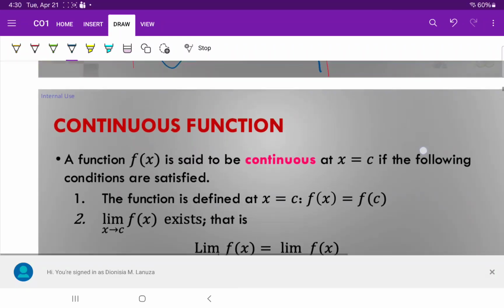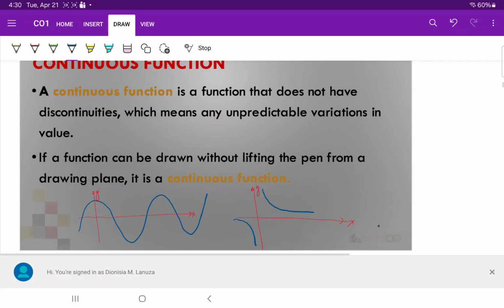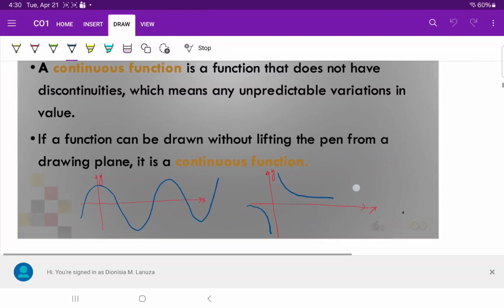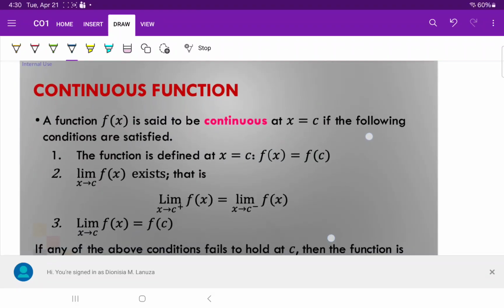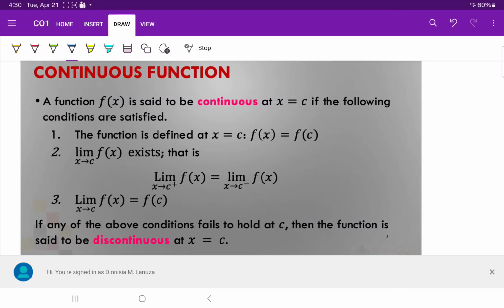Now, this is just simply showing you by doing the graph. But if we want to know, there is actually a condition for a function to be continuous, and there are three conditions.